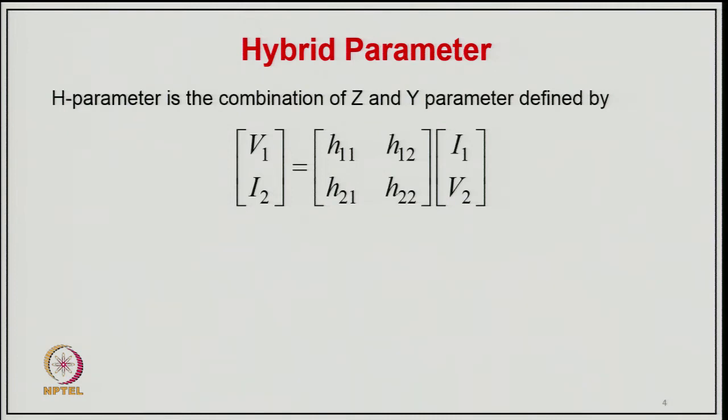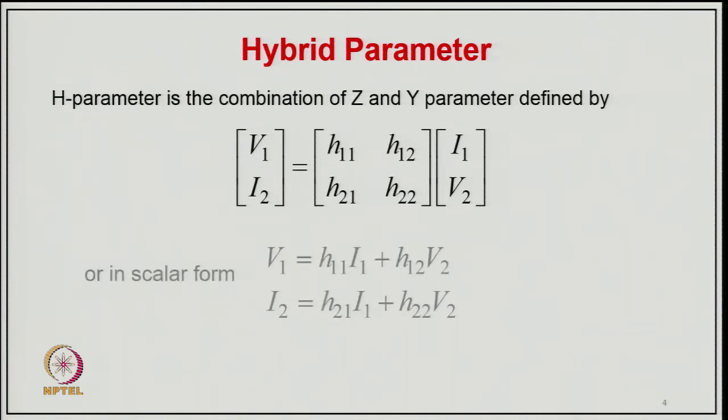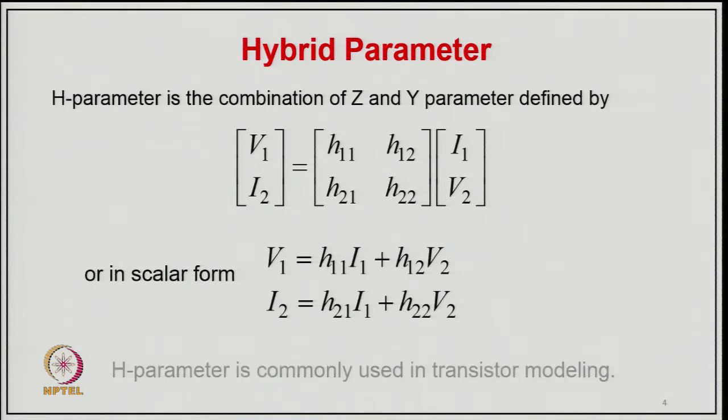So, here we have another set of parameters, where we define the input voltage, or let us say port 1 voltage, and port 2 current, as a function of port 1 current and port 2 voltage, and the matrix comes like H11, H12, H21, H22. In scalar form this is written as V1 equal to H11 I1 plus H12 V2, and I2 is H21 I1 plus H22 V2.